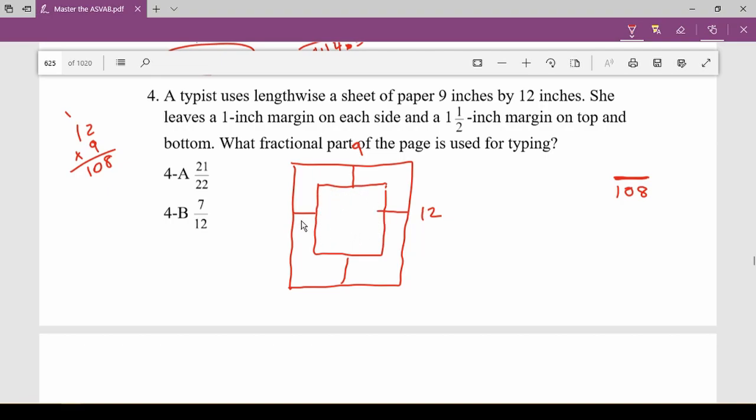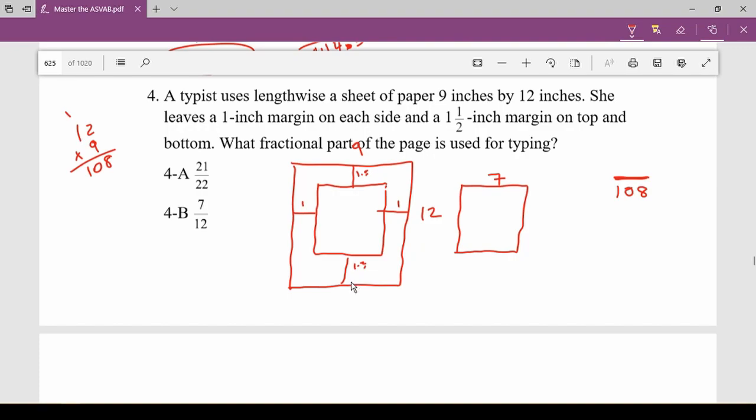And again, this is 1 inch on each side. So this is 1 inch, this is 1 inch, this is 1.5 inches top and bottom. So we can see that we're going to take 9 and minus this inch over here and this inch over here. 9 minus 1 minus 1, or 9 minus 2 is 7. So this smaller space, which I'm going to write out separately, is 7. Again, 9 minus this margin, 9 minus this margin, 9 minus 2 is 7.